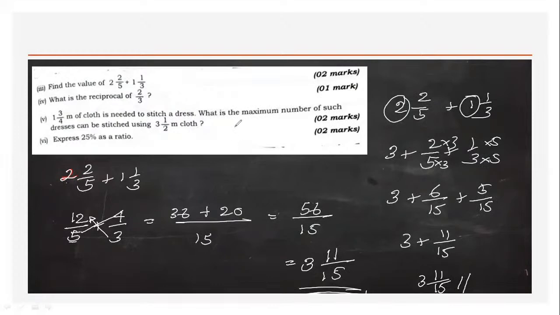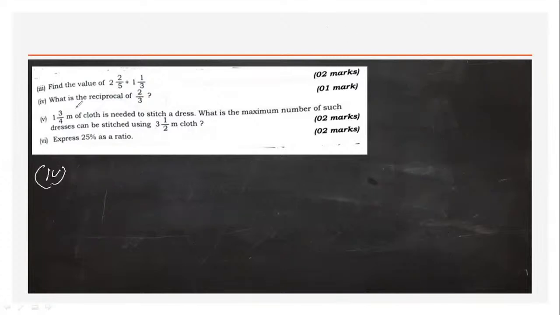Right, we'll do the next question, part 4. Fourth one. What is the reciprocal of 2/3? Upside down change, no? 3 over 2. Then, 1 3/4 meters of cloth is needed to stitch a dress. What is the maximum number of such dresses that can be stitched using 3.5 meters of cloth?